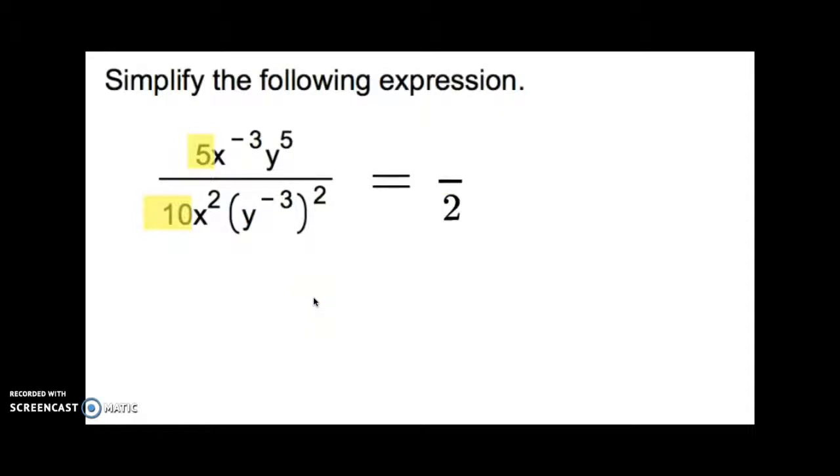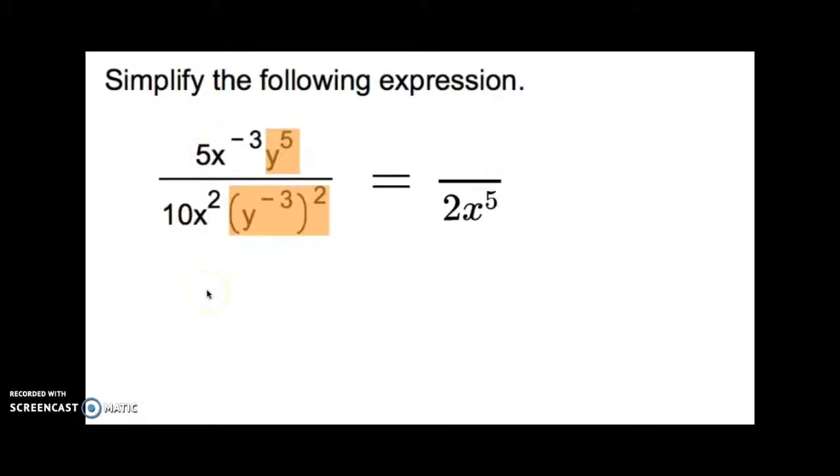Now let's go to the right from there and take a look at the x's. We have x to the negative third over x squared. Remember the rule says subtract the larger exponent from the smaller, so we have 2 minus a negative 3, which would be x to the fifth. Now since the larger number is at the bottom, you'll have x to the fifth at the bottom. So now we got the 5's and 10's gone and the x is gone.